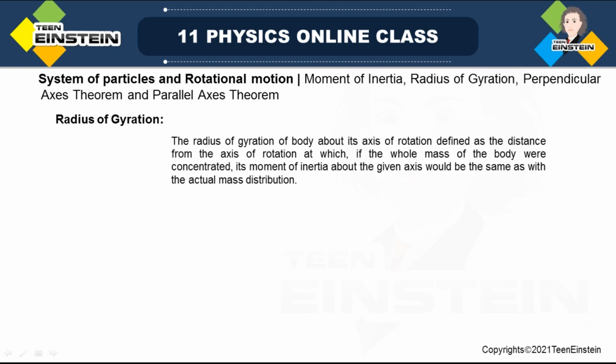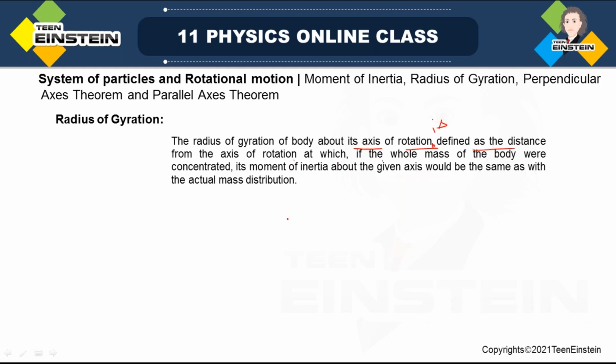What is radius of gyration? Let me first define what it is. The radius of gyration of a body about its axis of rotation may be defined as the distance from the axis of rotation at which, if the whole mass of the body were concentrated, its moment of inertia about the given axis would be the same as with the actual mass distribution.